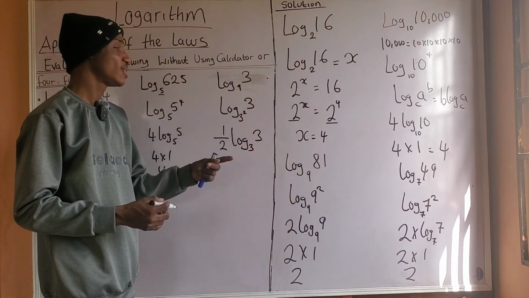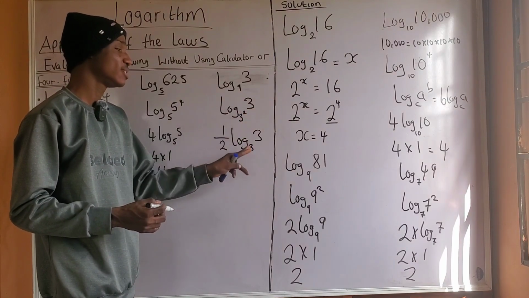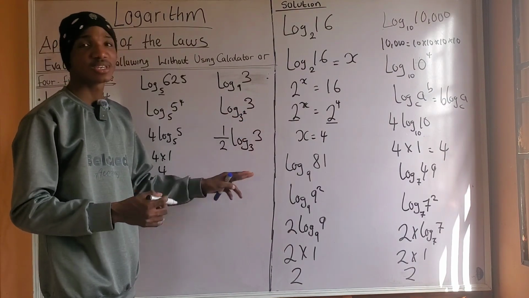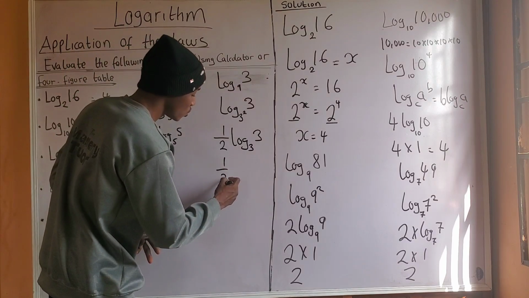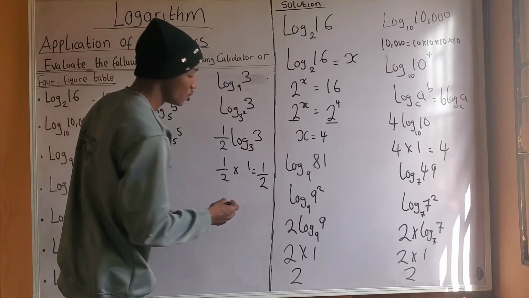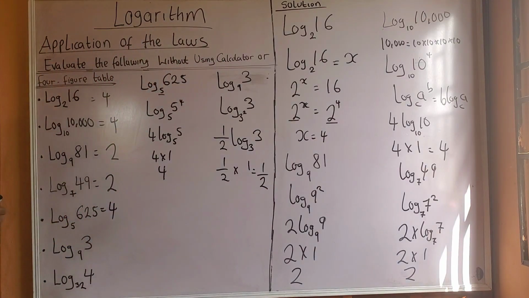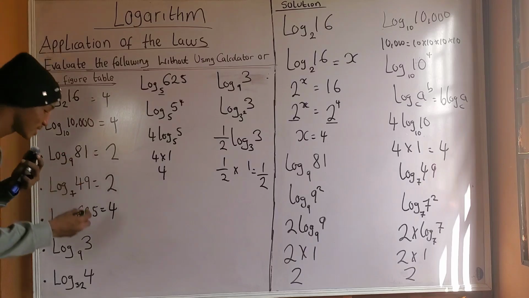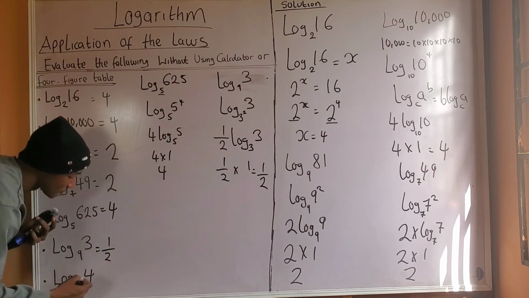And the logarithm itself is log 3, and the base 3 is still 3. Now, log 3 base 3 is 1. So I'm going to have 1 over 2 multiplied by 1. This is equal to 1 over 2. Do you understand? Okay. The answer here is 1 over 2.